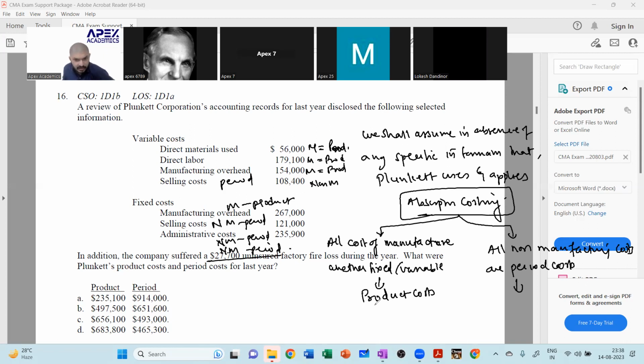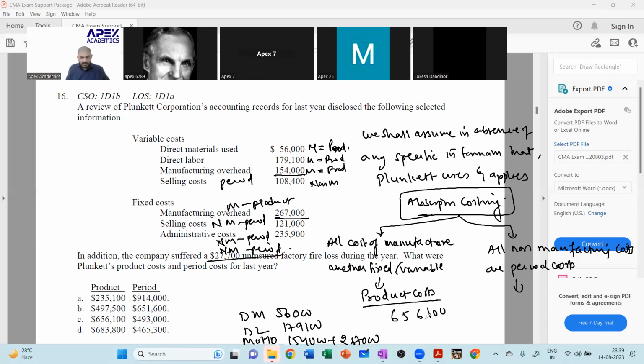Right? So over here in product cost, what will come? You will have direct materials, 56,000. You will have direct labor, 179,100. You will have manufacturing overheads, 154,000 plus 267,000. What is the total? It will be 56,000 plus 179,100 plus 154,000 plus 267,000. What is the answer? The answer is 656,100. So your product costs are 656,100.